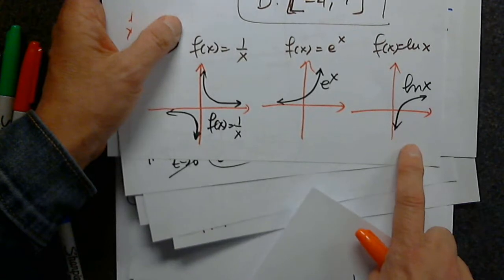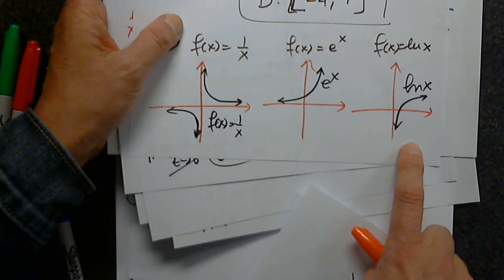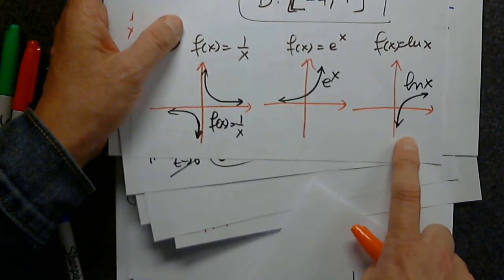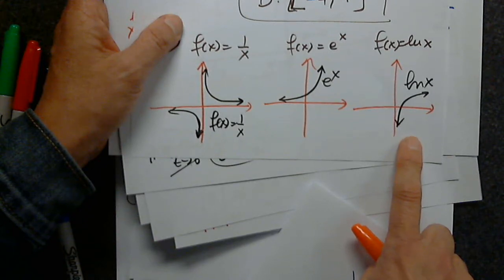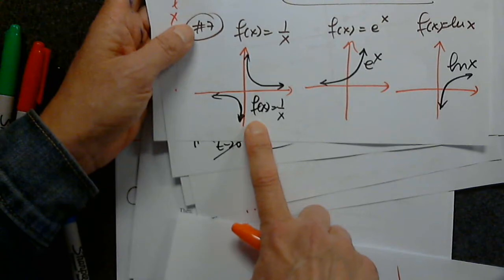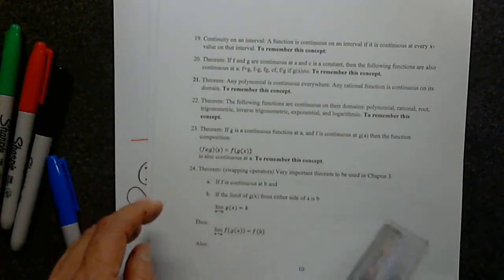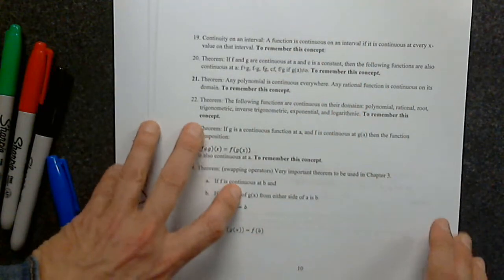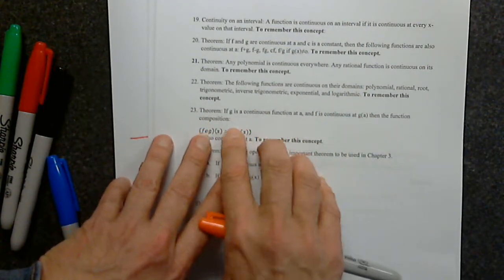Where is this function continuous? Here I have to be careful. Greater than 0, correct. It's where it's defined. Where is this function? You already answered correctly. It's continuous everywhere except at 0, right? So these are theorems that are basically common sense.